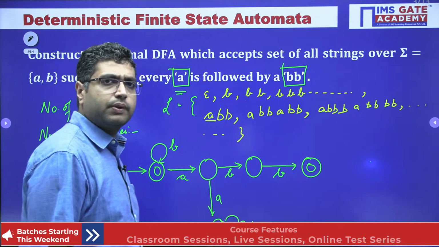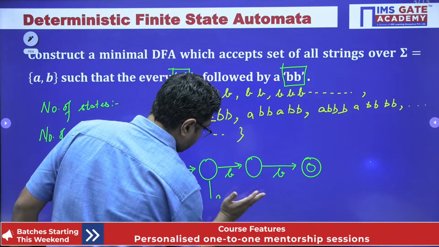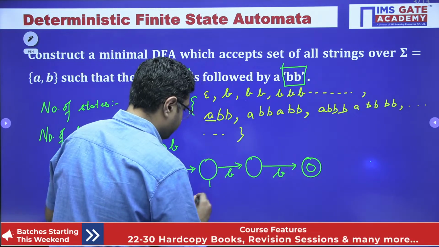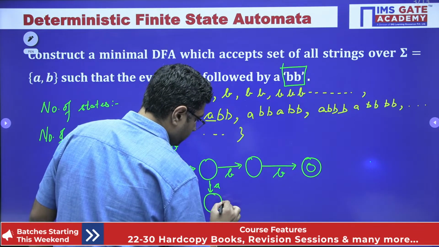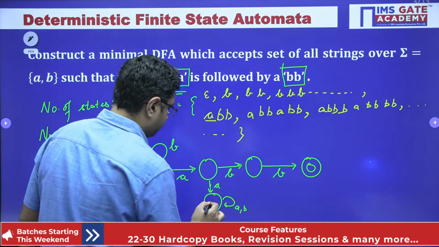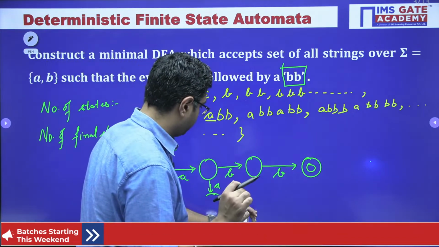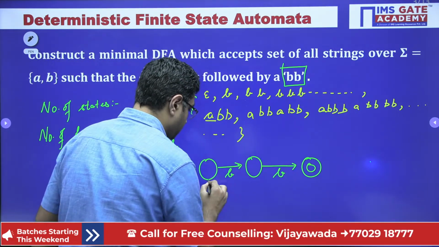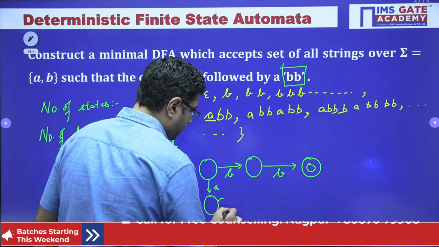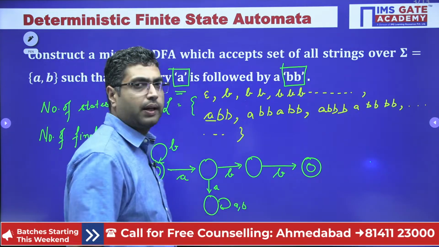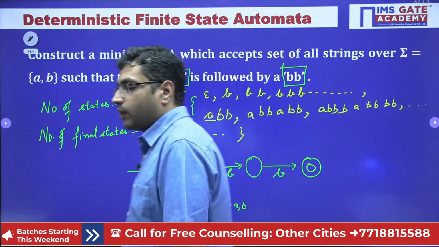I think it might not be visible. Let me cross check. Okay, so let me make it a bit above so that it is visible. I hope at this height it should be visible. Let me redraw. If an A comes after an A, this is not followed by BB, so you will remain at a dead state and you will stay there forever. This is not the final state, right? I hope this is visible now, right? Yes. So now this is one thing.